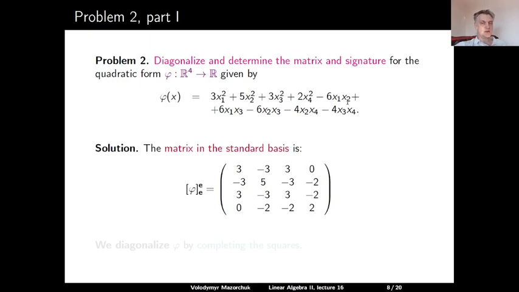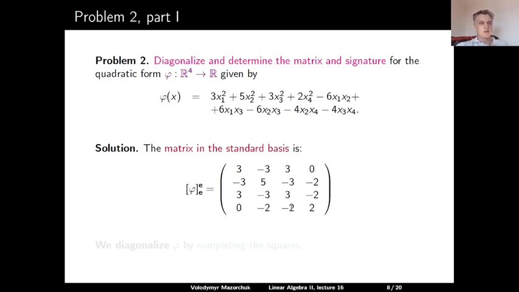Next, we have minus 6x1 x2. So we put half of it, minus 3 in position 1, 2, and minus 3 in position 2, 1. Plus 6x1 x3, so we put half of it, 3 in position 1, 3, and 3 in position 3, 1. There is no x1 x4, so we put 0 in position 1, 4, and 0 in position 4, 1. Then we have minus 6x2 x3, so minus 3 goes in position 2, 3, and minus 3 in position 3, 2. Minus 4x2 x4, so we get minus 2 in position 2, 4, and minus 2 in position 4, 2. And finally, minus 4x3 x4, minus 2 goes in position 3, 4, and minus 2 goes in position 4, 3. So this is a symmetric matrix, and this is the matrix of our quadratic form in the standard basis.